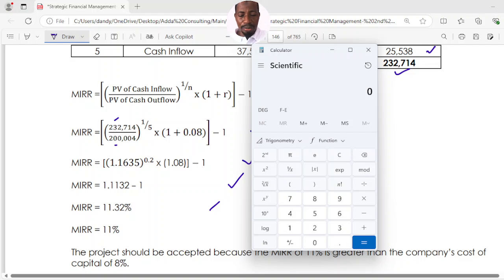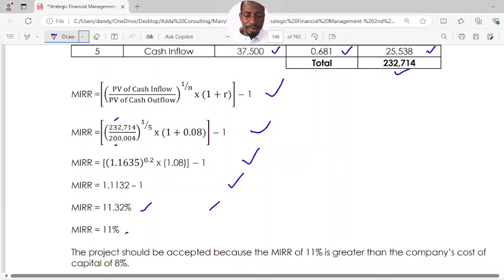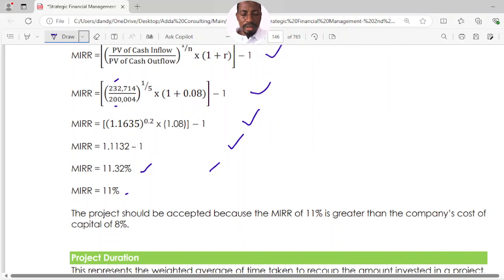How am I going to do this? Very simple. I know that 1 over 5 is 0.2. Therefore, I will say 232,714 divided by 200,004 equal, then raised to power 0.2 equal, then multiply by 1.08 equal, then of course minus 1 equal, multiply by 100 equal, 11.32. It is the same answer that we got. Round it to 11%. Therefore, since I need to go and compare this, I need to compare my calculated modified internal rate of return, which is 11%.